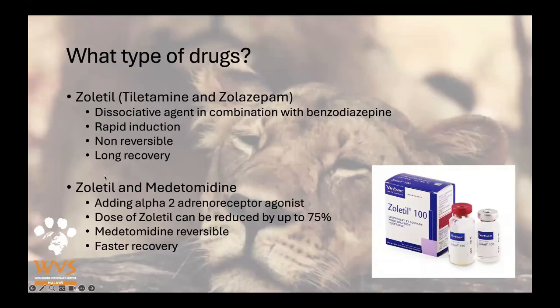And that's why one of the most common combinations that we are using is Zoletil and medetomidine, because by adding in this alpha-2 agonist, the medetomidine, you can reduce the dose of Zoletil by up to 75%. So it's making a huge difference. And because the medetomidine is reversible, we basically give the drug, and after approximately 45 minutes, you can reverse the medetomidine, and it's resulting in a much faster recovery. So Zoletil-medetomidine is probably the drug of choice that you're using in lots of the lion immobilizations.